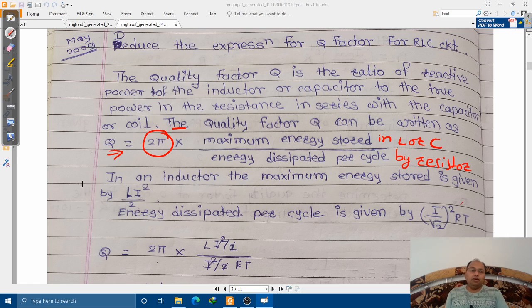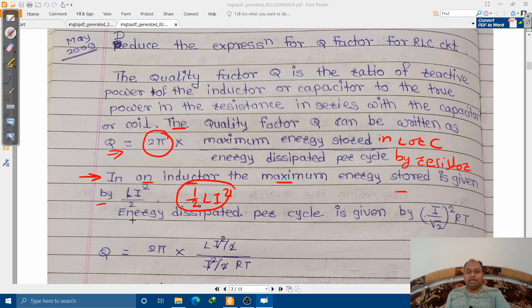Okay, now let us discuss the inductor. What will be the maximum energy stored by the inductor? It is given by half Li square. You might have studied this equation in the first year itself. So remember that the maximum energy stored in an inductor is half Li square.